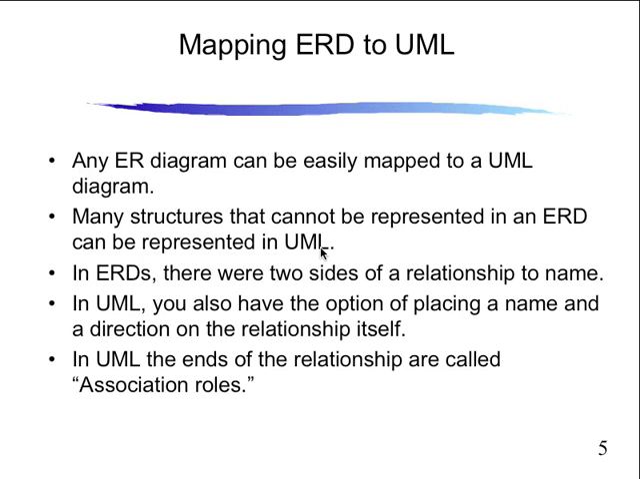And in UML, you also have the option of naming the two sides, but you also have the option of placing a name and a direction on the relationship itself, meaning that the student drops the class, and the class doesn't have anything association with the student outside of that, and that the student is the one who's dropping the class in terms of the action and the association. So in the UML, ends of the relationship are called the association roles, as I mentioned before.